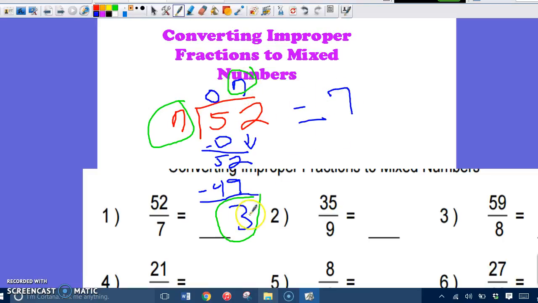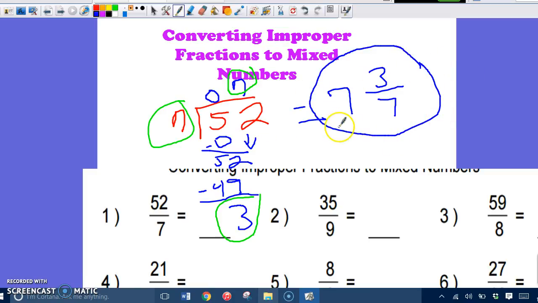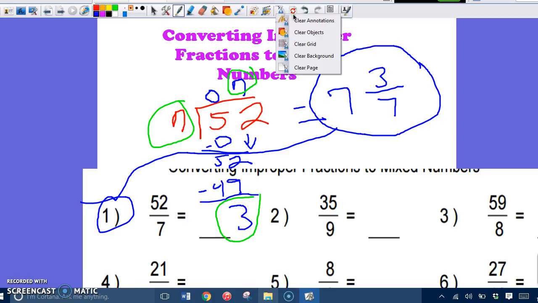That's your whole number. Your remainder is your numerator. Number on the outside of the house is your denominator. So for my final complete answer for number 1 is 7 and 3/7. Remember, that is the answer to number 1, 7 and 3/7, okay? Not 7/3. So going on to number 2, let's do that practice again.